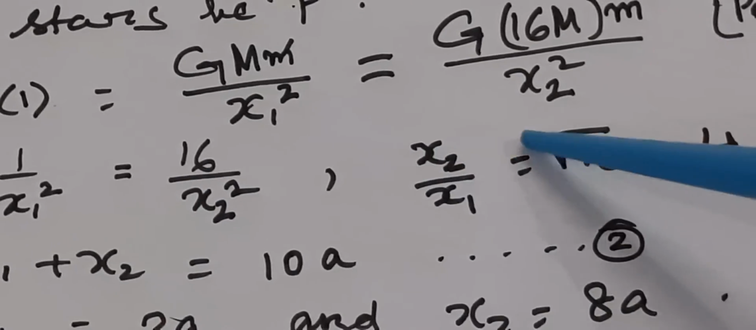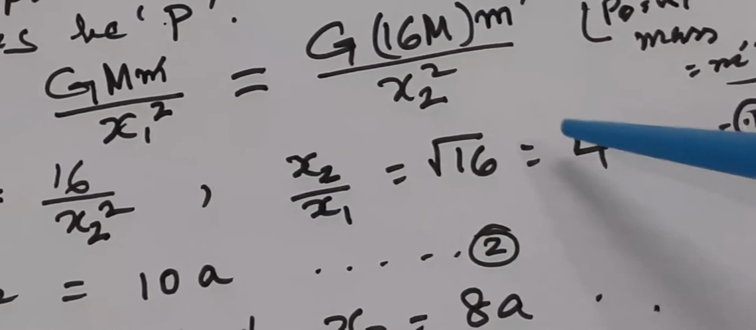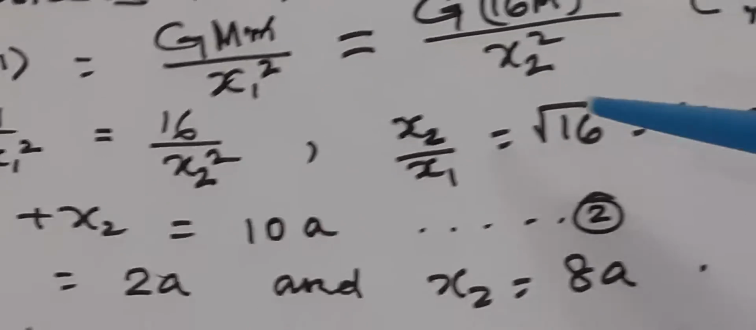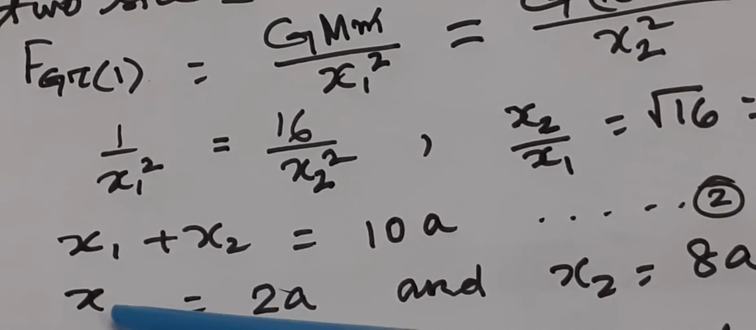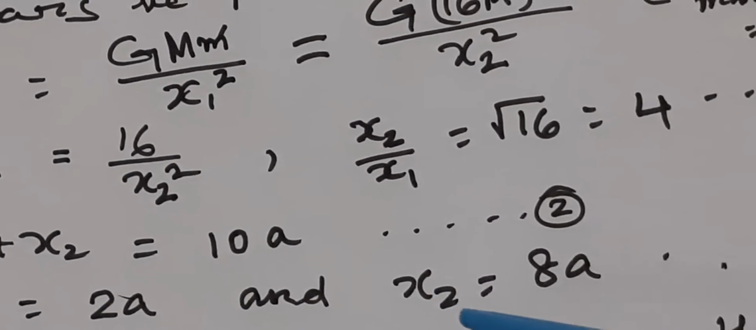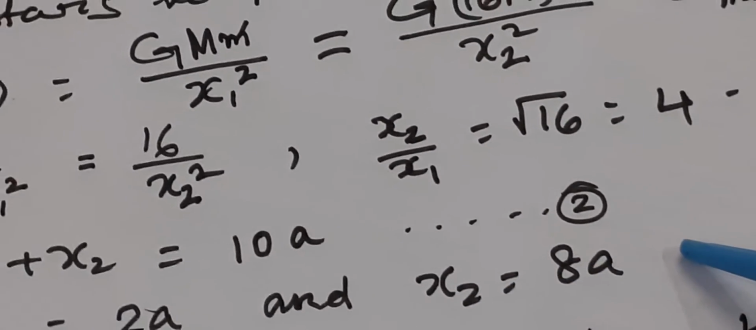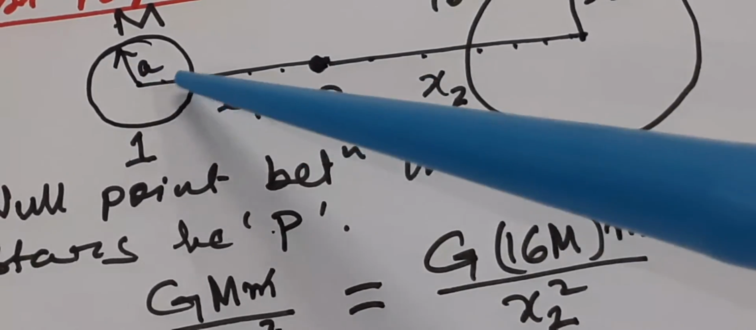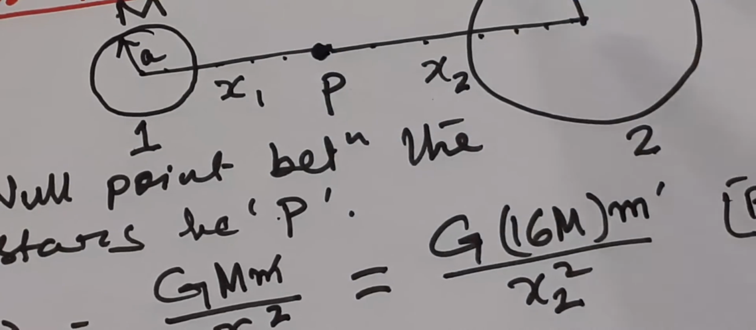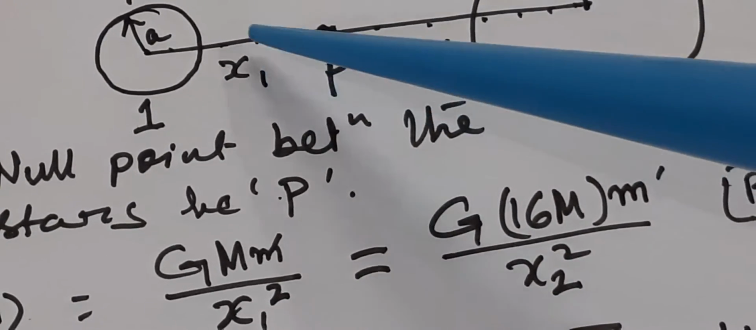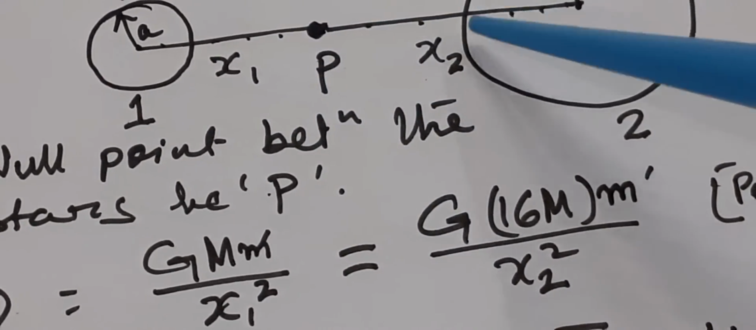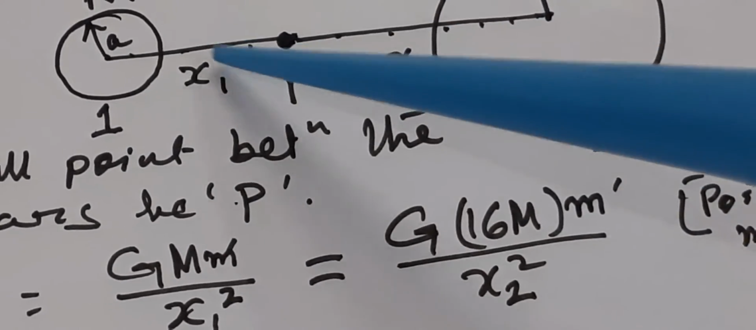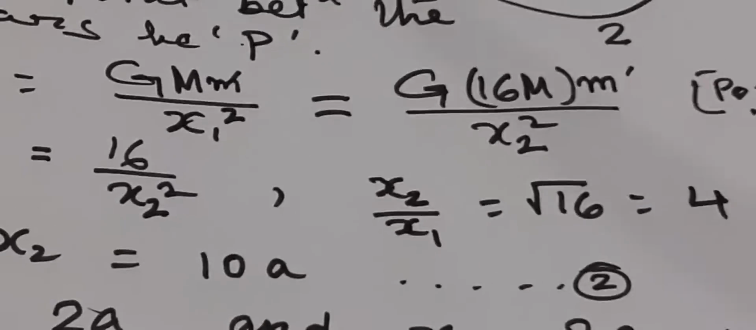Now from x2 by x1 we can get a relation, that is 4. From solving here you can get 4. Now put it here, and x1 will be 2a and x2 will be 8a. That means the null point is a distance 2a away from the small star and 8a away from the big star. Now if that object is fired from the big star, it has to cross the null point only. That we have to see.